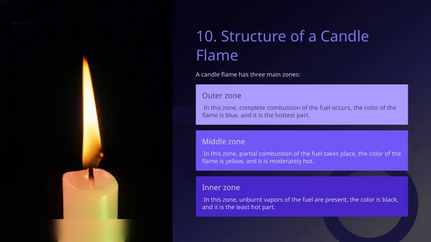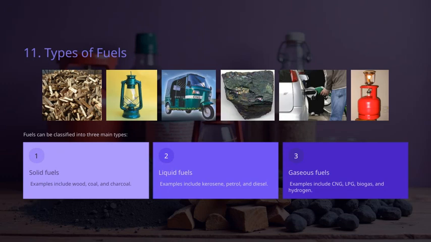Understanding these zones helps us see how combustion works in a candle flame and connects to the broader themes of energy transfer and chemical reactions we've been discussing. Fuels can be broadly classified into three main types, which helps us understand their different properties and uses.